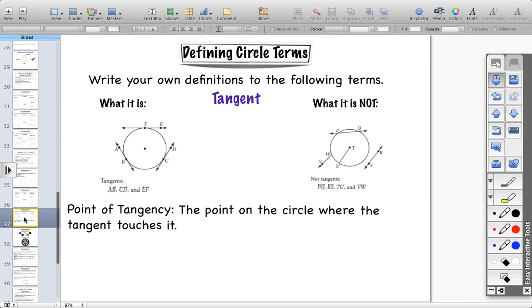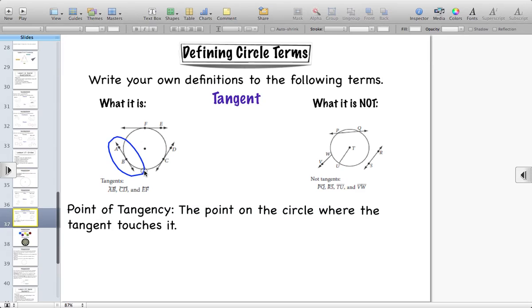All right, our last vocabulary term is going to be tangent. So on the left-hand side, we have a picture of some things that are tangents, and then on the right-hand side, some things that are not tangents. So what do you notice happening with the tangents that is not happening on the right-hand side? So what do you think a tangent is? And maybe the next vocabulary term will help clarify some things for you.